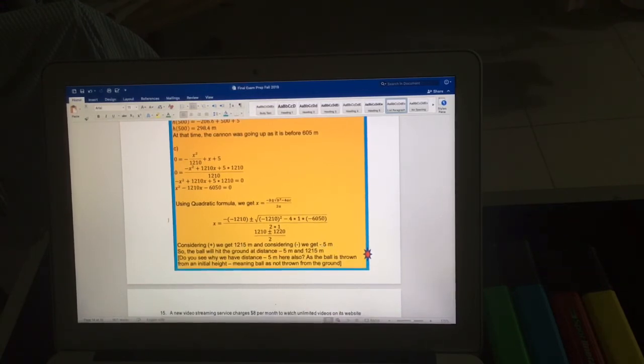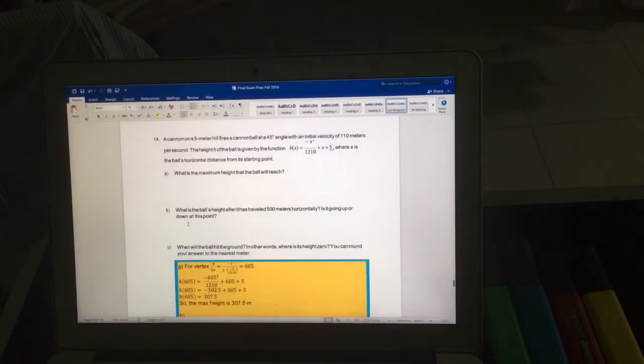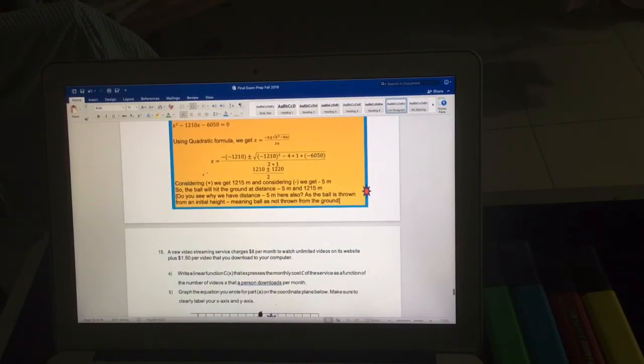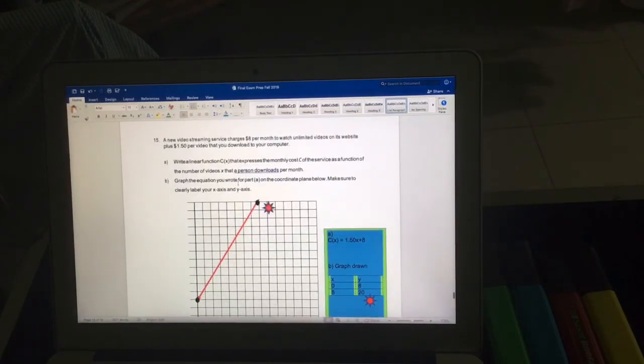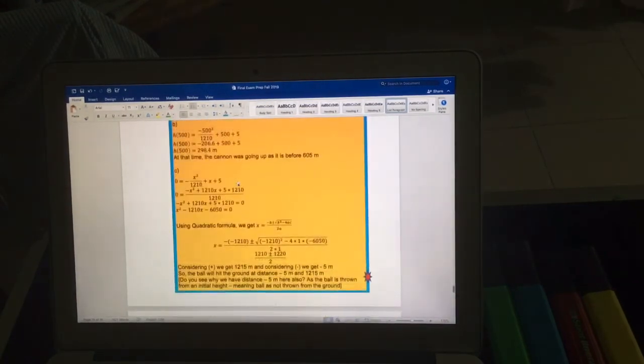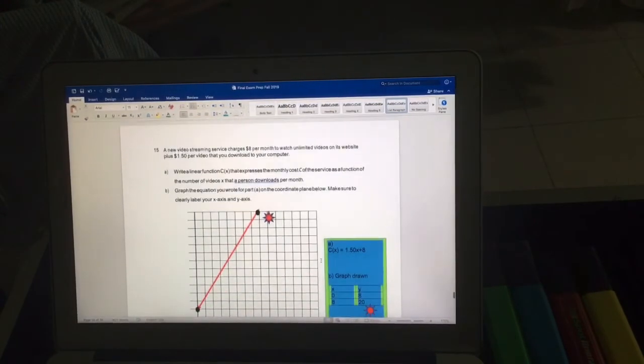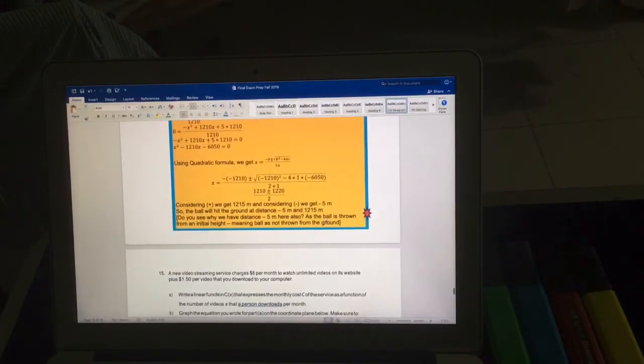-5 meters means you will notice the cannonball was not thrown from the ground, 0. It is already 5 meters up from the x-axis. If you think of it that way, the cannonball was not fired from the ground. That's why we get a negative value here, because the other x value is on the negative side. This is the reason why one negative value came here. Normally a negative value means ignore it, and here also we will ignore it, because the cannonball will hit at 1215 meters.